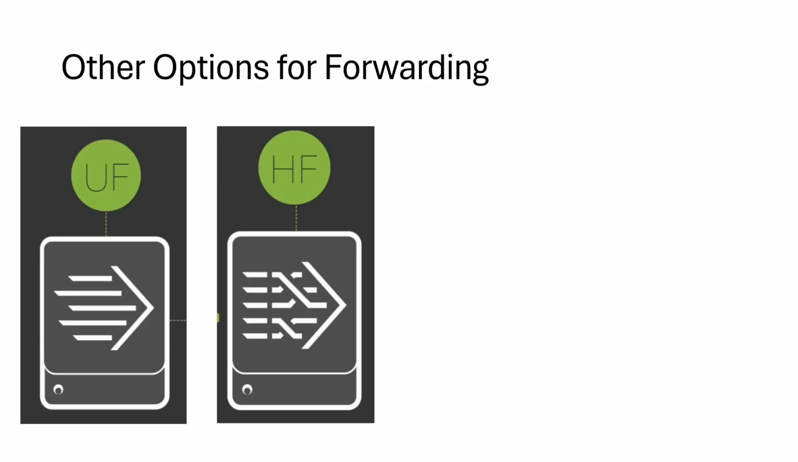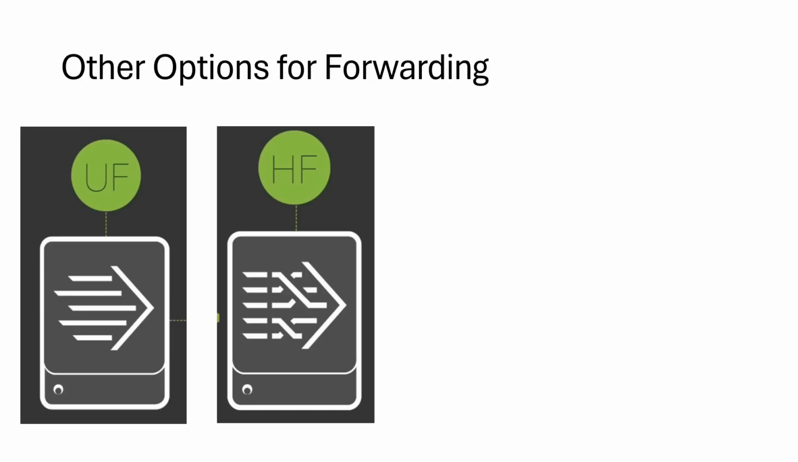If you're enriching the data, parsing fields out, changing fields before they ever reach the indexer, you're cooking the data. You're changing that raw data before it gets indexed. That can only be done by a heavy forwarder. A universal forwarder cannot cook the data.